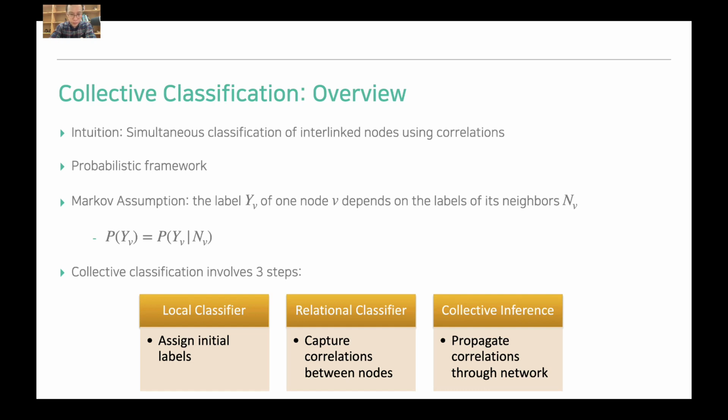So we have 3 steps in this case. The first one is a local classifier, the second one is the relational classifier, and the third one is collective inference. By using the local classifier, we can assign a label, and then we can also utilize correlations from the homophily, put another class label, and propagate correlations throughout the network. Each one may predict the class labels, but when we utilize these classifiers and inference sequentially, we expect better performance. So let me explain these steps one by one.